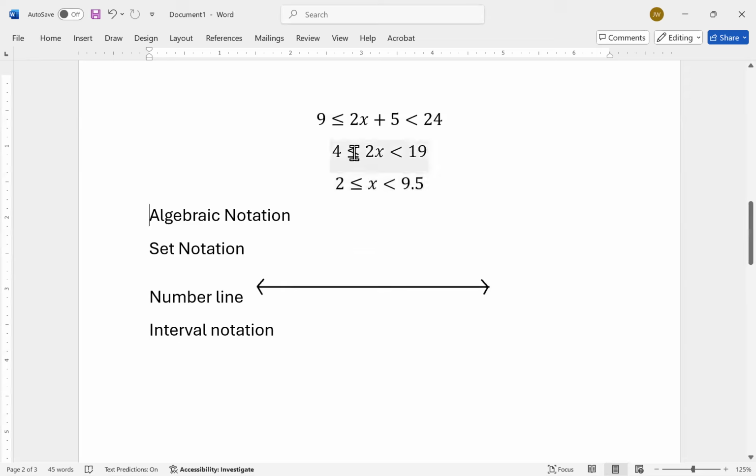I think I'll use the decimal version here. By the way, notice that the signs stayed the same direction because I was dividing by a positive 2 on all three sides. The algebraic notation would be exactly that. 2 less than or equal to x less than 9.5. That means x can be anywhere between 2 and 9.5 and can be equal to 2 but not equal to 9.5. The set notation is exactly what you'd expect it to be. X such that 2 less than or equal to x less than 9.5.